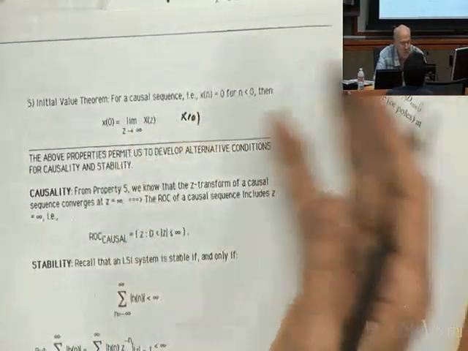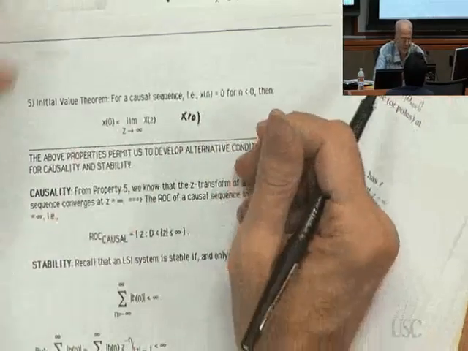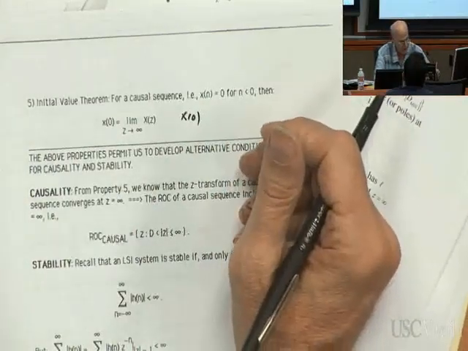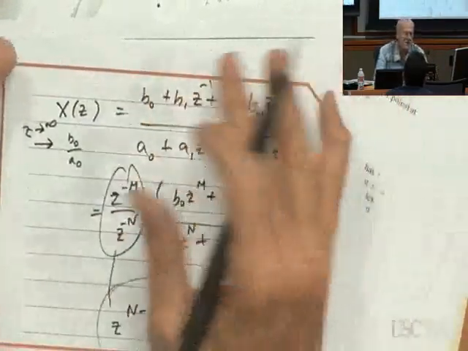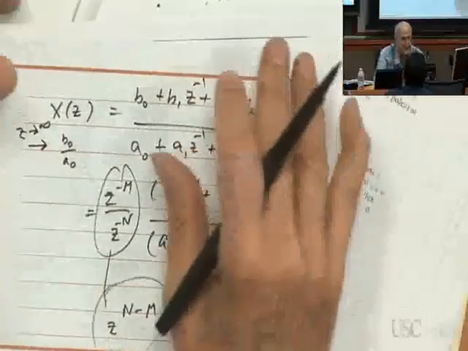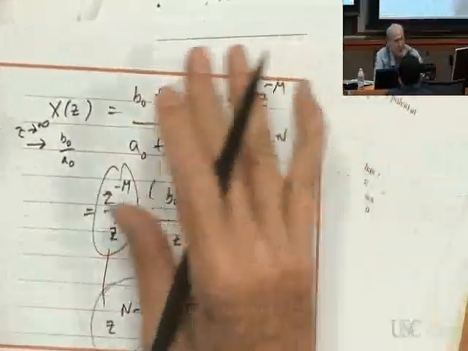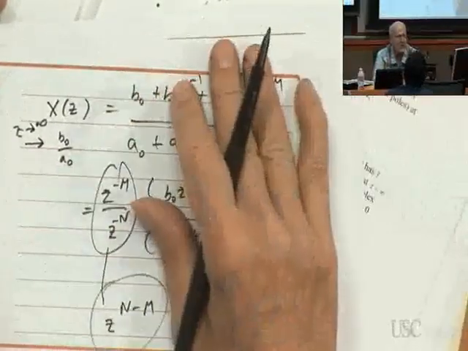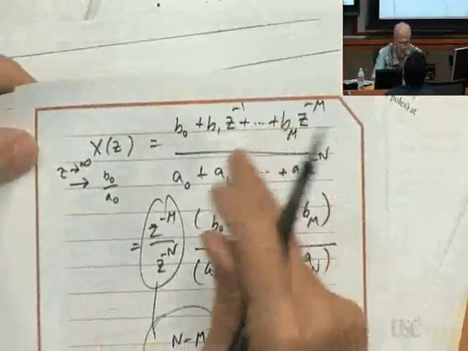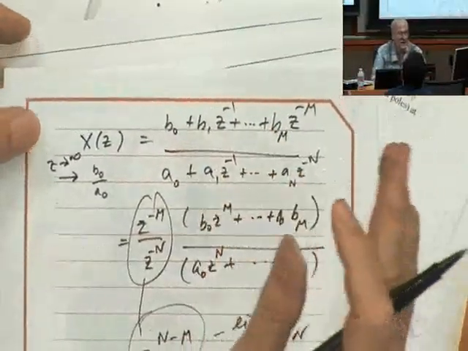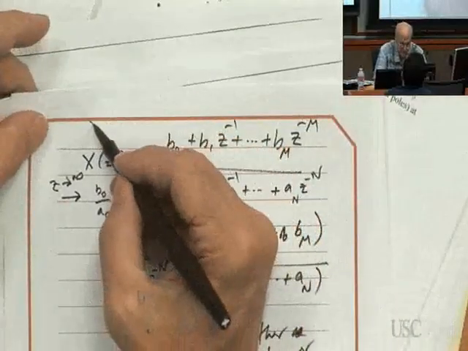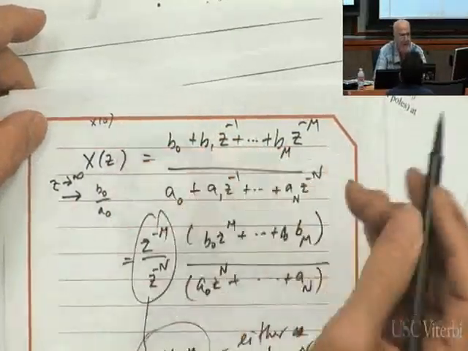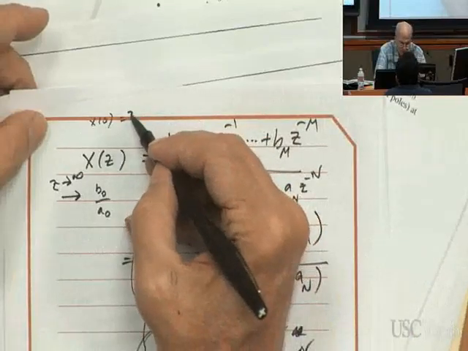in some form, like we did over there, in that form I had before, this guy here, so you have X of z here. If I ask you, what is little x of n? What is the sequence? Well, it's kind of a mess because you have to inverse z-transform this whole thing. What if I ask you, for this, I told you that x of n is causal, and I wanted to know what little x of 0 is? What is x of 0 here for this case?